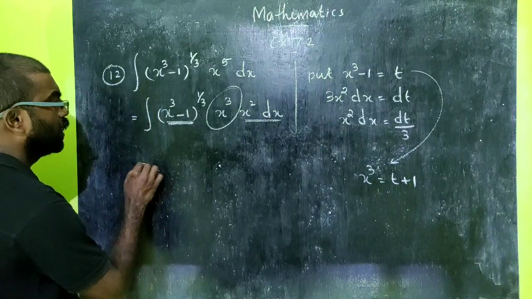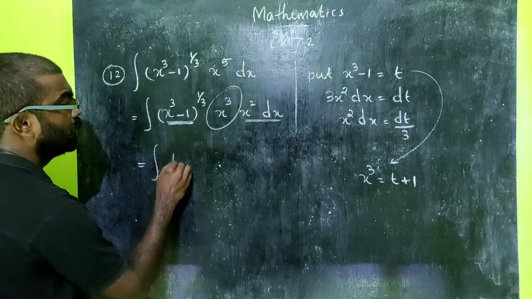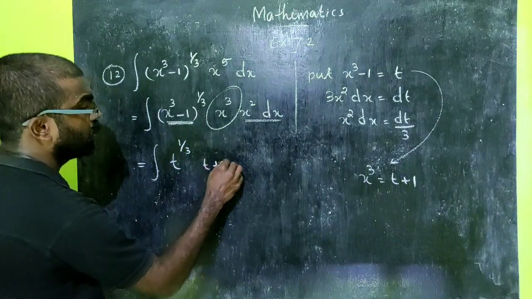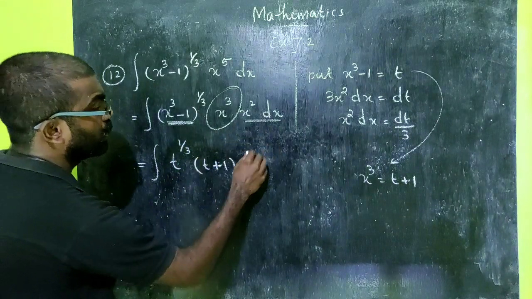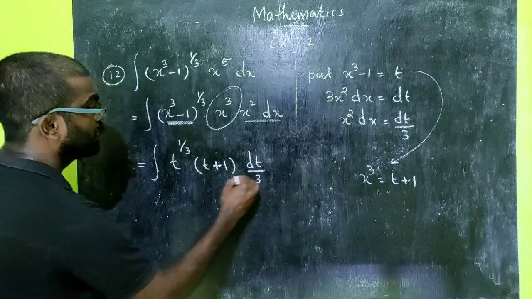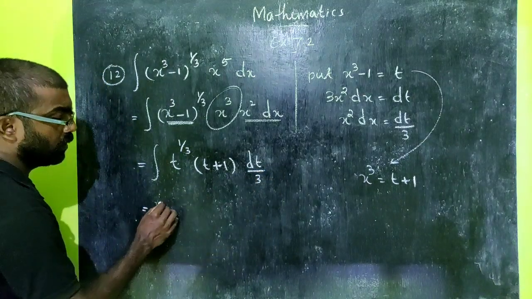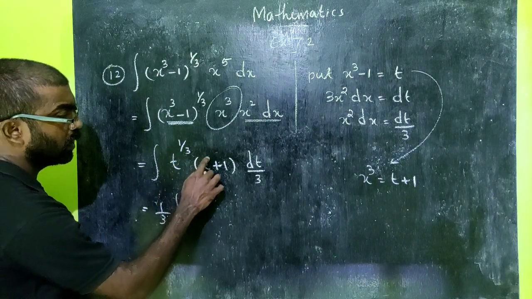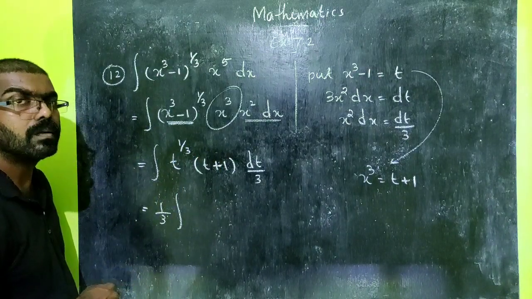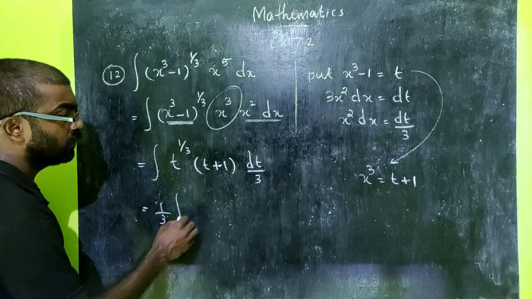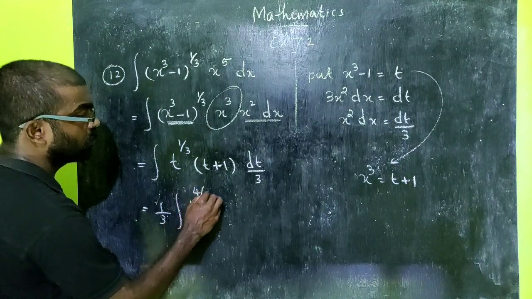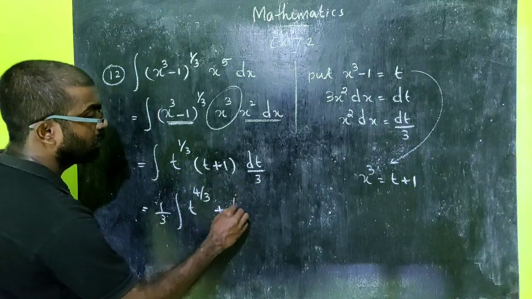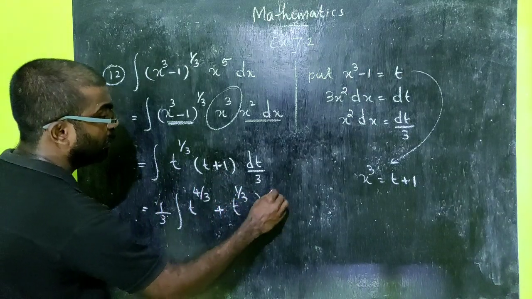So it is equal to integral t raised to 1 by 3, then x cube is t plus 1, and x square dx is dt by 3. This 1 by 3 we can take out, into integral t raised to 1 by 3 plus 1. 1 by 3 plus 1 is 4 by 3. So t raised to 4 by 3 plus t raised to 1 by 3 into 1, that is t raised to 1 by 3, into dt.